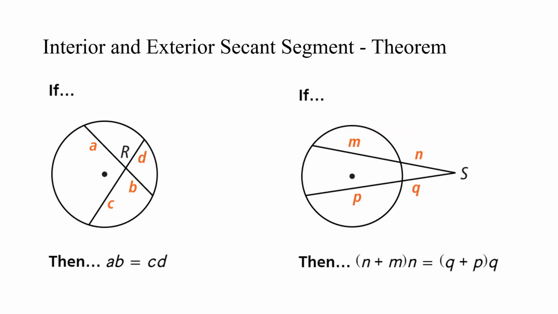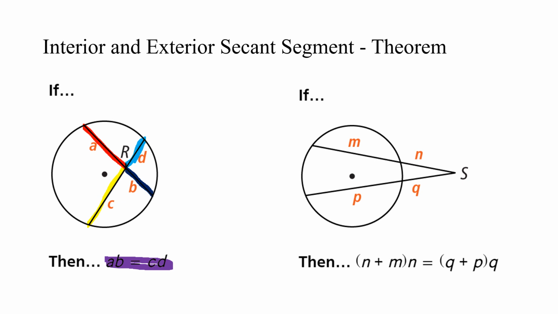Lastly, what if you have two secant segments that intersect both inside of the circle and outside of the circle? Taking a look at the case where they are intersecting inside of the circle, segment A multiplied by segment B is going to equal segment C multiplied by segment D, as I have written down here.